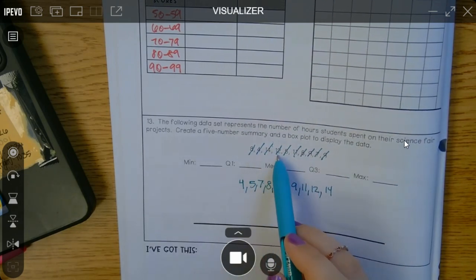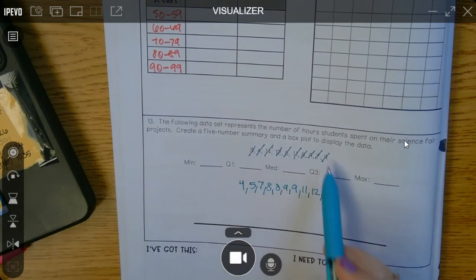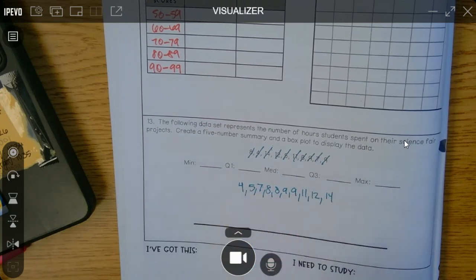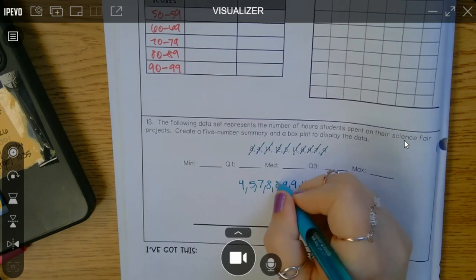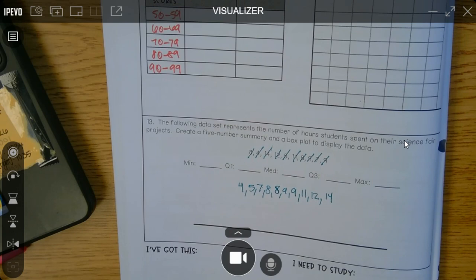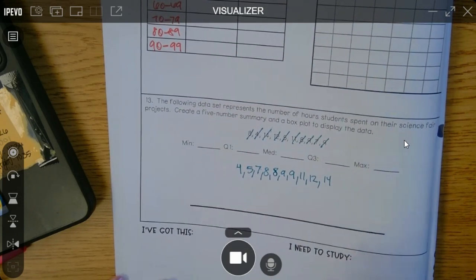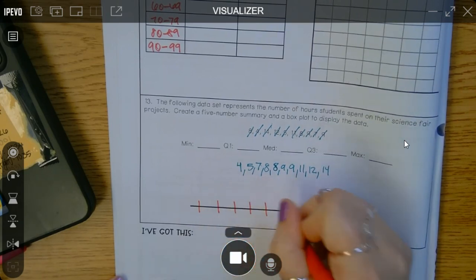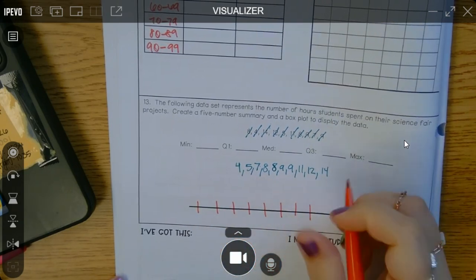1, 2, 3, 4, 5, 6, 7, 8, 9, 10. Because if you miss one, you're automatically going to miss some of the other stuff. You're going only from 4 to 14, so I could count by 2s totally. So like 2, 4, 6, 8, 10, 12, 14, 16.